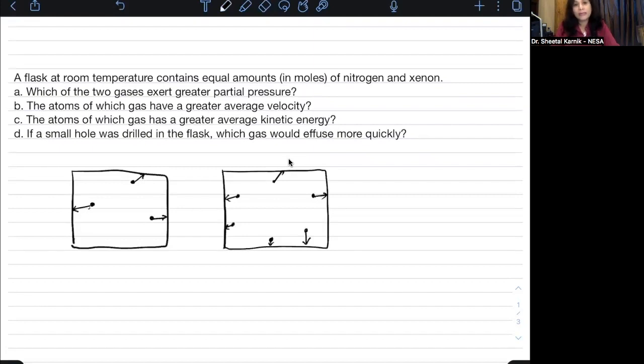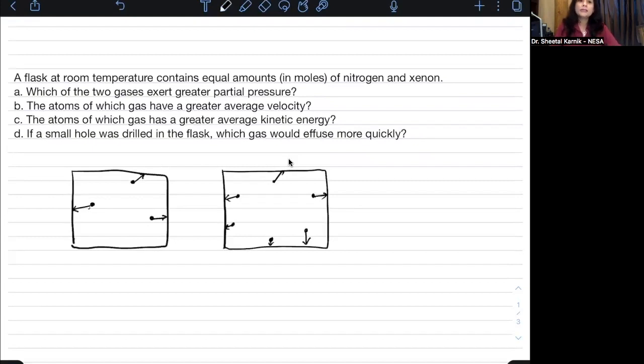Now let's look into the second question. The atoms of which gas have a greater average velocity? Velocity depends on the mass of that particular gas. Nitrogen is definitely lighter than xenon. Because it is lighter than xenon, we know that nitrogen is going to have a higher average velocity, right? Lighter particles can move faster. Therefore, it has a higher average velocity.